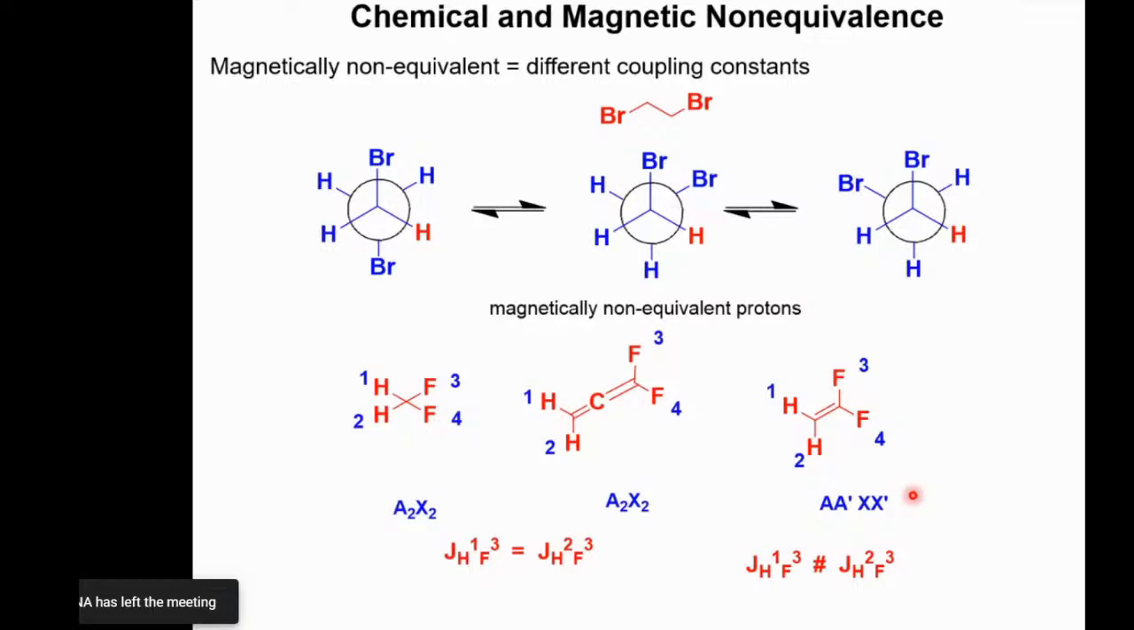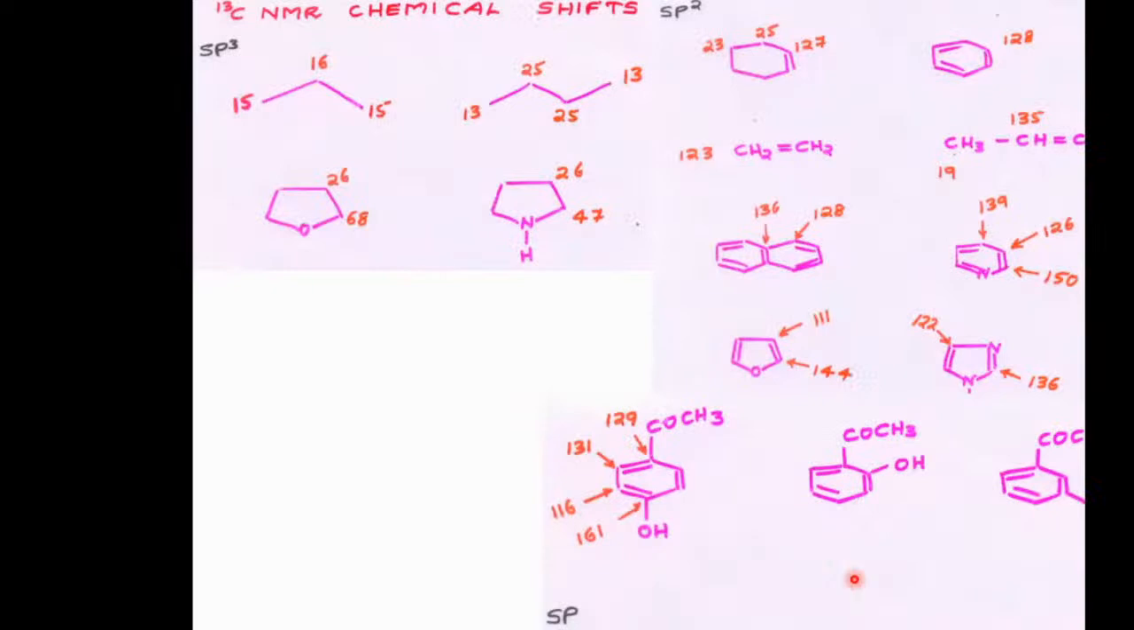Quickly, let us look at the chemical shifts of some carbons. And sorry about the quality of the slide. I just picked it up from one of my old class notes. Just for information, most of you must be familiar with this. I hope you are running on time.